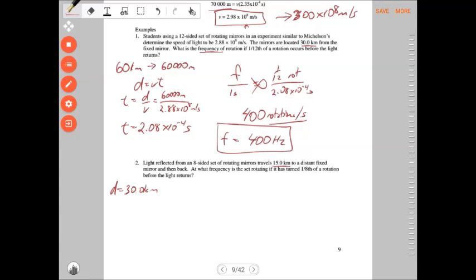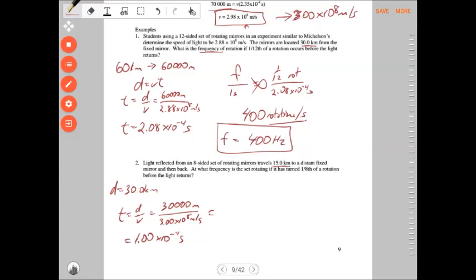Okay, and so yeah, we do the same thing. So time is distance divided by velocity. So our distance, 30 kilometers, is 30,000 meters divided by, this time we didn't figure out an experimental value for the speed of light, so we're just allowed to use 3.00 times 10 to the 8th meters per second. Okay, so that yields us a time of 1.00 times 10 to the negative 4th seconds.